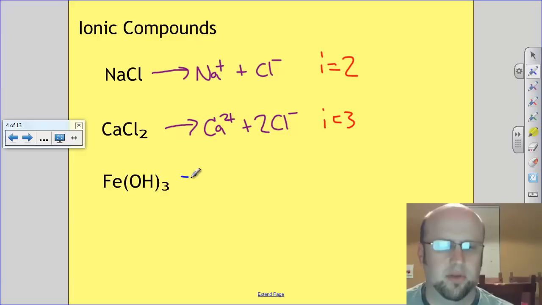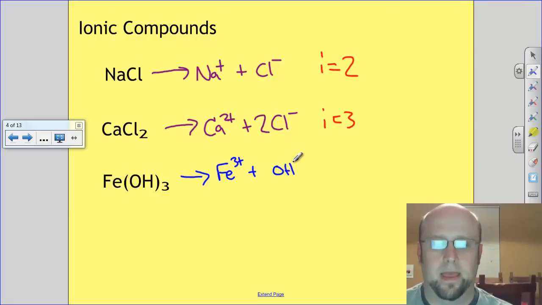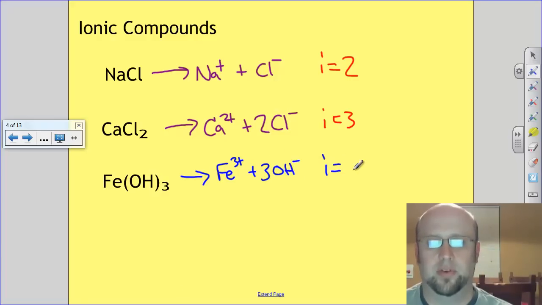If we look down here for iron hydroxide, or iron(III) hydroxide to be more appropriate, it breaks up into an iron, and it breaks up into hydroxide. And how many hydroxides do we have? We have 3 of them. So what's my total number of particles?